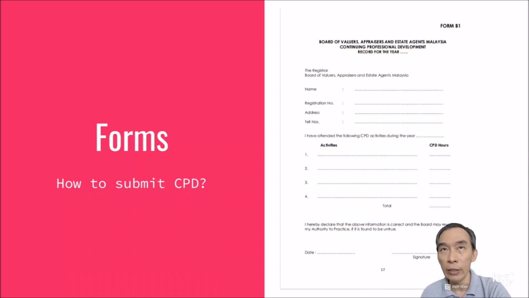Usually the CPD point will be mentioned during the event, and then you can see it inside the certificate of attendance or participation. So you list out the activities here, and then total how many points you have accumulated, and sign. This is to be attached together with the certificates to the board for submission as part of the yearly renewal.